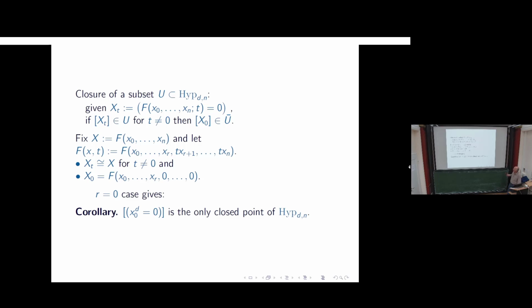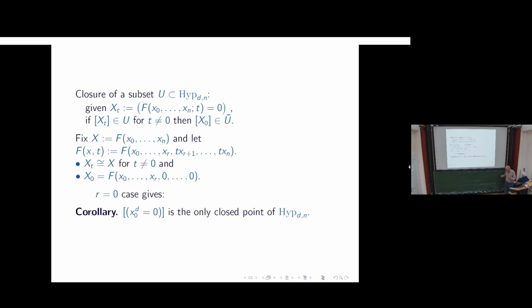There is one exception: if you look at degree D hypersurfaces in Pn, then there's one closed point, which is the degenerate hypersurface. And so you agree this is not a very interesting space, or maybe it's way too interesting for me.